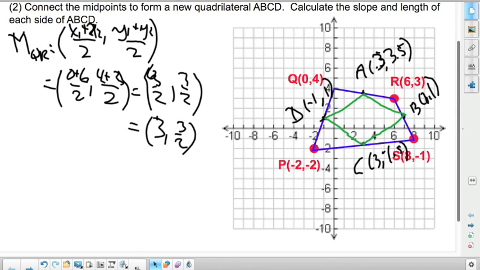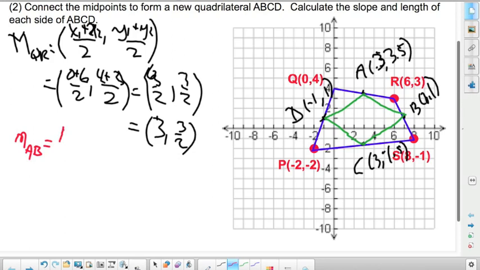Okay, so if we connect all that, Robert is right. It looks like a rhombus. For question number 2, to calculate the slope and length, this is what we're actually doing to verify that it's a rhombus. So we calculate the slope. I'm not going to do all 4 of them, but let's say I do the slope of AB.